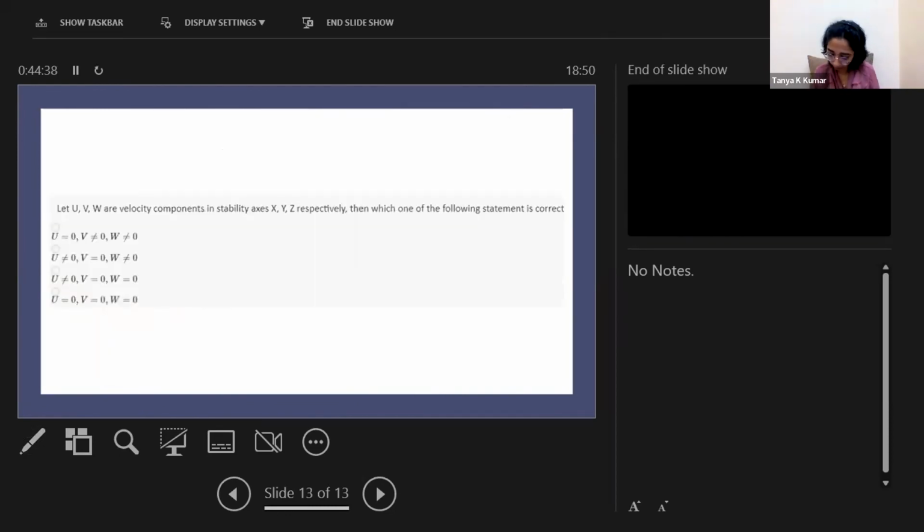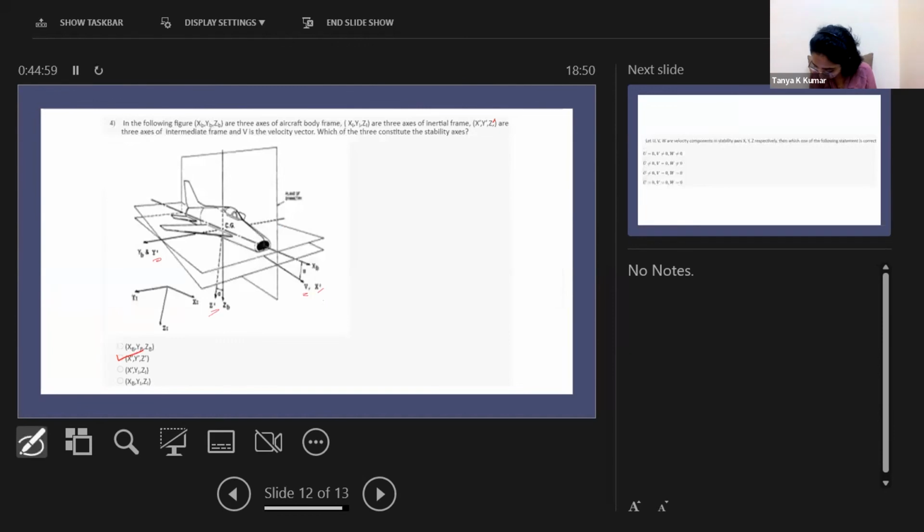For the same question, let u, v, w be the velocity components in the stability axis. Our stability axis is x dash, y dash, z dash. Which of the following statements is correct? u, v, w are the velocity components in the stability axis. Let's go back to the image. This is the axis, I will just highlight it in red, this one, and y remains the same. You're rotating it about the y-axis. So this is your axis.